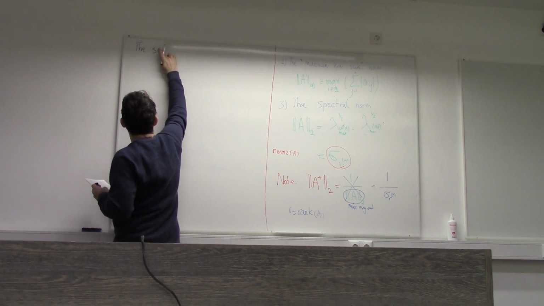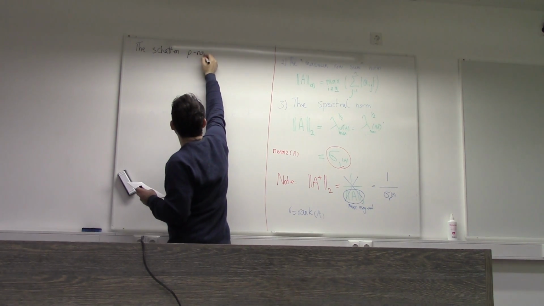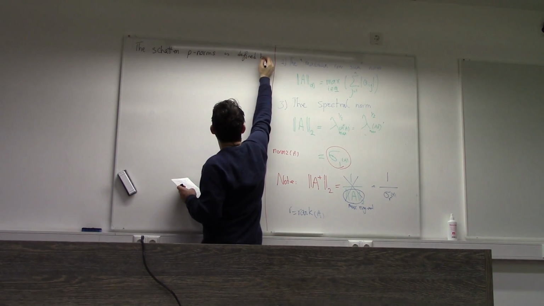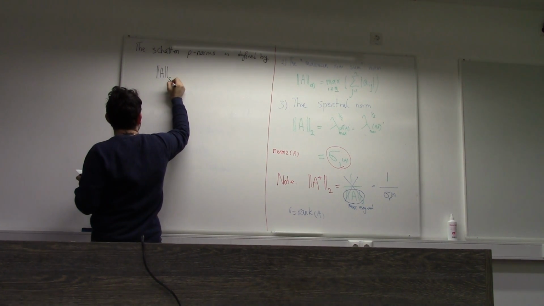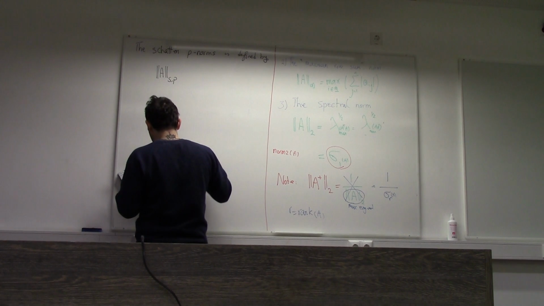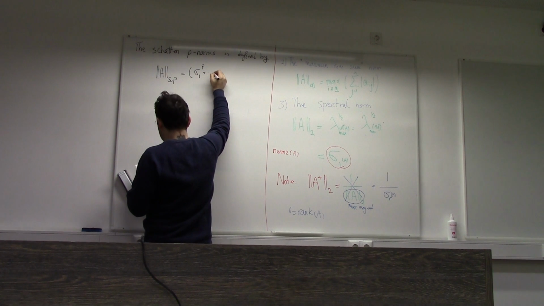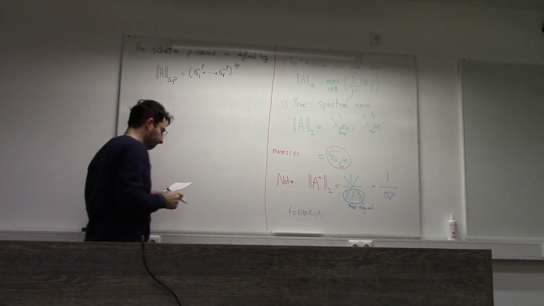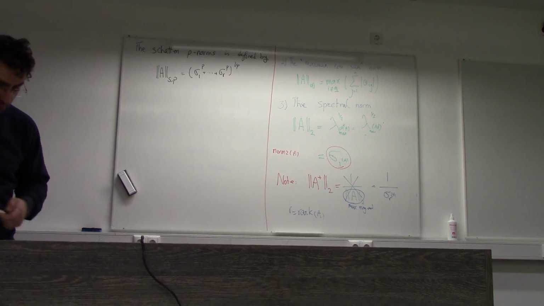The Schatten P norms are defined by: the norm of S, P of A is sigma 1 to the power of P plus ... plus sigma R to the power of P, all to the power 1 over P. And again, what is R? Right.